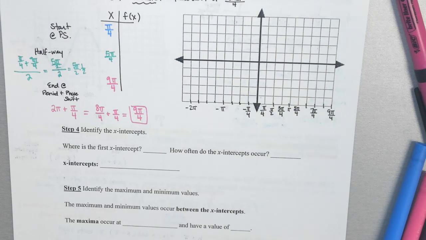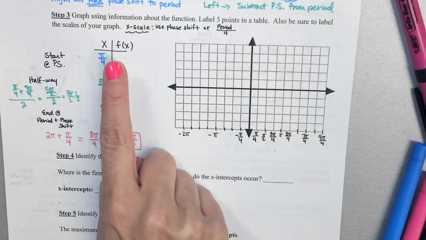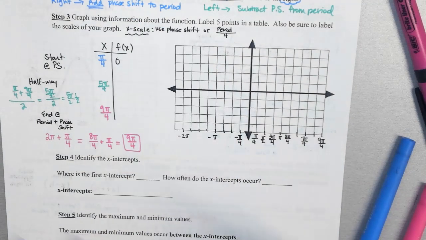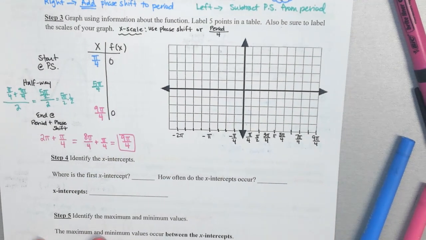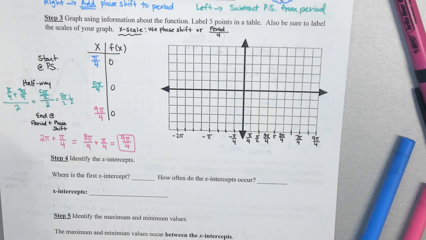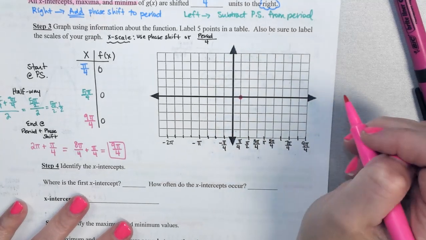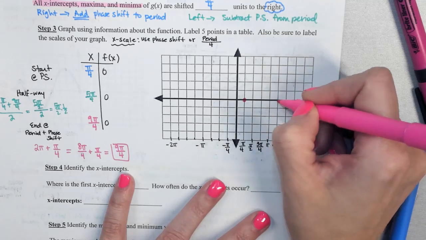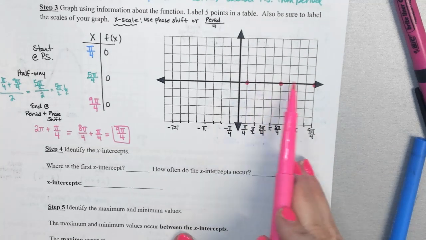Okay, so I'm going to show you a few things. So this is the sine. For the sine function, your output value is going to be what for the start? 0. Okay, if you start at 0, you end at 0, and your halfway is 0. So on our graph, we're going to start at pi over 4, 0. We're going to end at 9 pi over 4, 0. And then 5 pi over 4, 0 is here. So you have these 3 points.